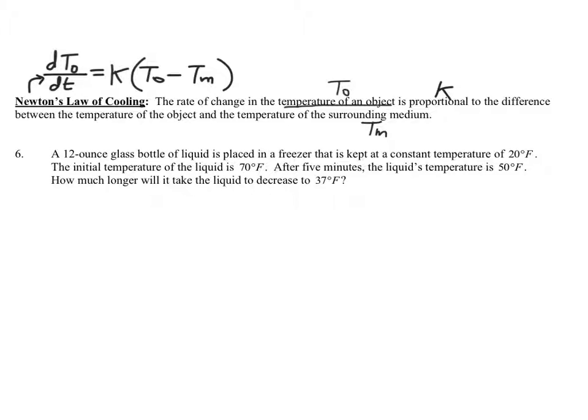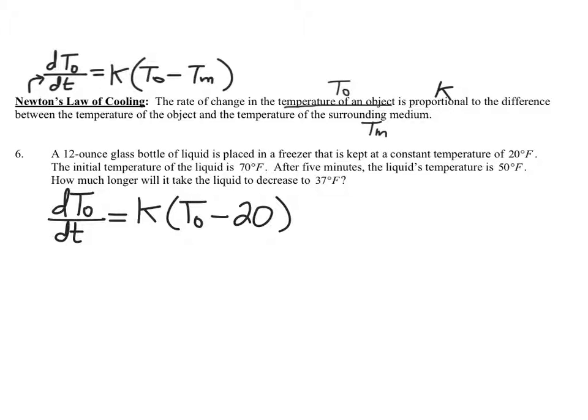So I'm looking at dT sub O over dt is equal to unknown constant k times T sub O minus the constant temperature of 20 degrees, all right? The temperature of the surrounding medium in this case is the freezer, or at least the temperature produced by that freezer. So what I have here is a differential equation that contains two variables, lowercase t and T sub O.